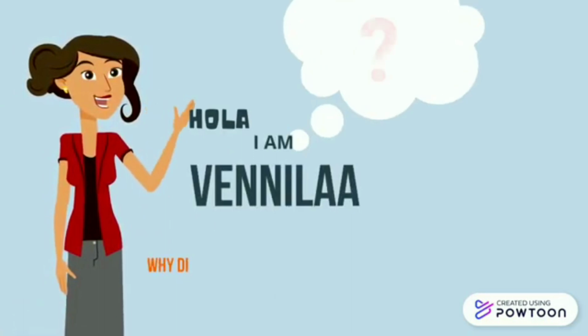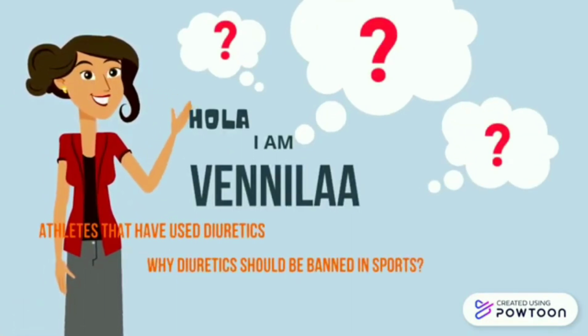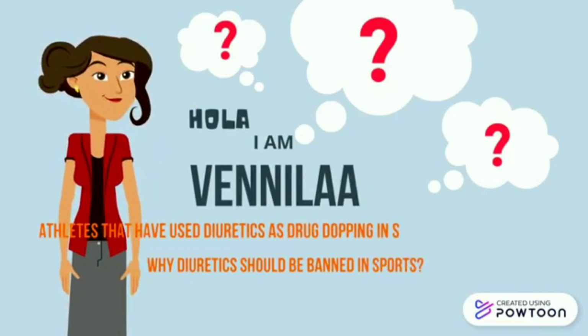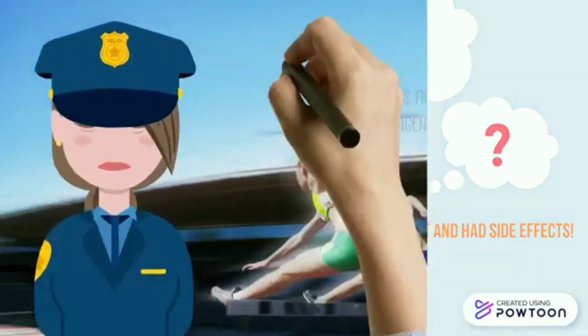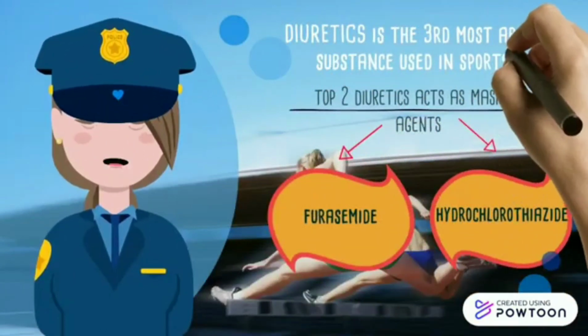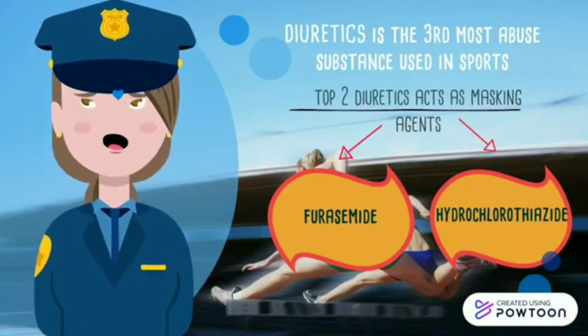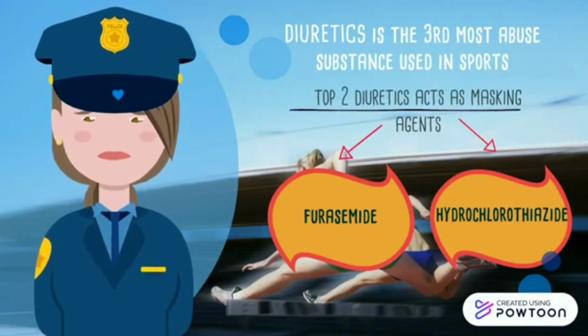Hello friends, I'm Vennilaa. Now I'm going to talk about why diuretics should be banned in sports, and the athletes who have used diuretics as doping in sports and went through a lot of side effects, even fatal ones. Diuretics are the third most abused substance in sports. The top two diuretics that act as masking agents are furosemide and hydrochlorothiazide.